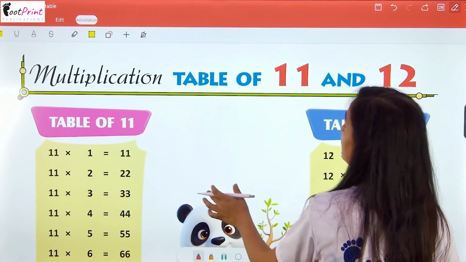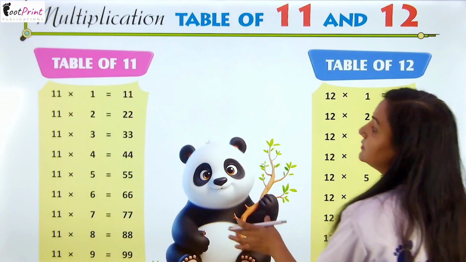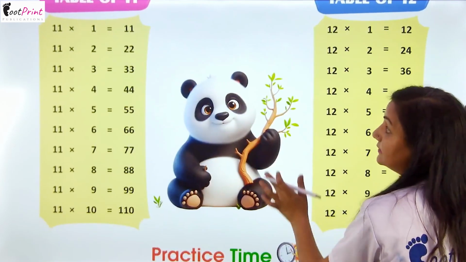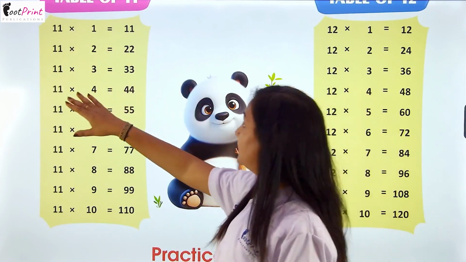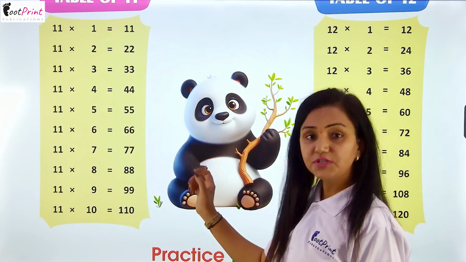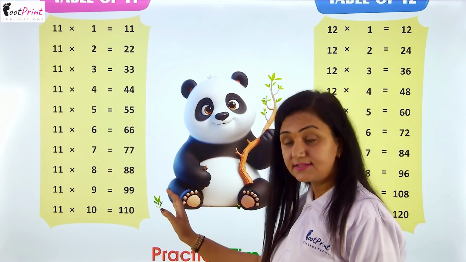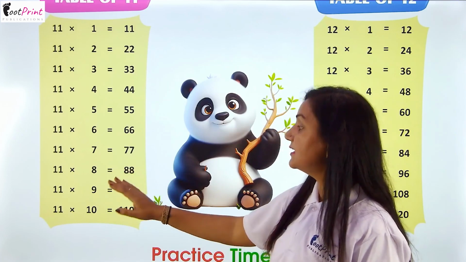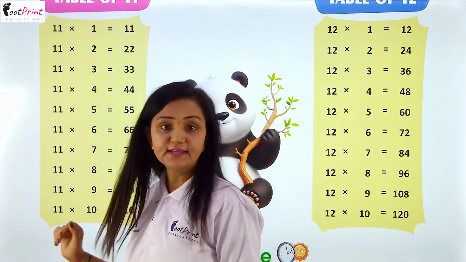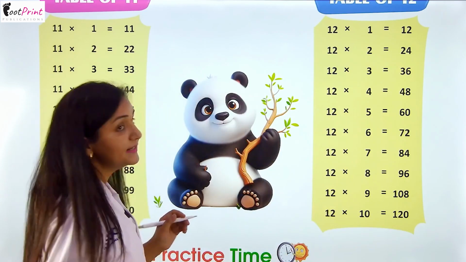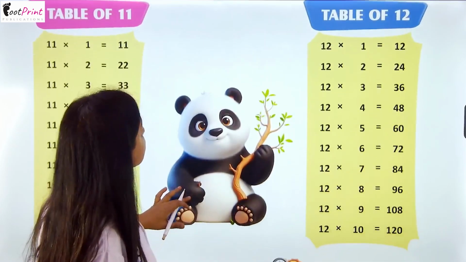Now we have the table of 11 and 12. Multiplication table of 11 and 12. Table of 11, we will sing it like this. 11 1 ja 11, 11 2 ja 22, 11 3 ja 33, 11 4 ja 44, 11 5 ja 55, 11 6 ja 66, 11 7 ja 77, 11 8 ja 88, 11 9 ja 99, 11 10 ja 110. And you will also do the practice.